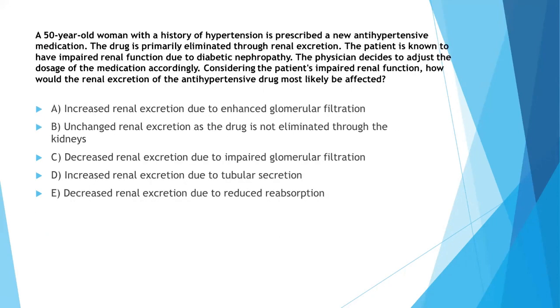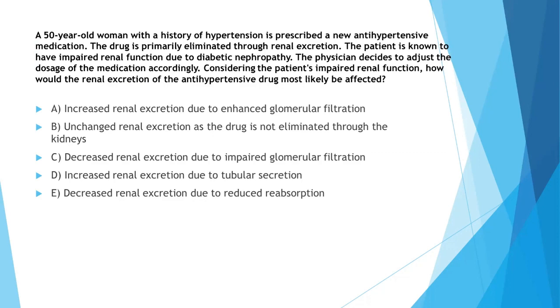So here we have one question. How would the renal excretion of the antihypertensive drug most likely be affected? A 50-year-old woman with a history of hypertension is prescribed a new antihypertensive medication. The drug is primarily eliminated through renal excretion. The patient is known to have impaired renal function due to diabetic nephropathy. The physician decides to adjust the dose of the medication accordingly. Considering the patient's impaired renal function, how would the renal excretion of the antihypertensive drug most likely be affected?